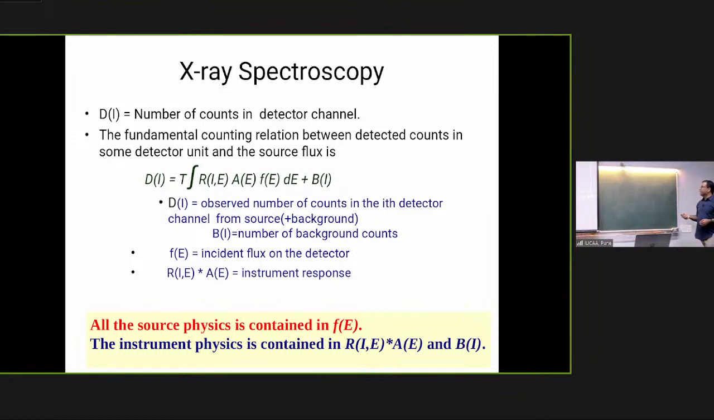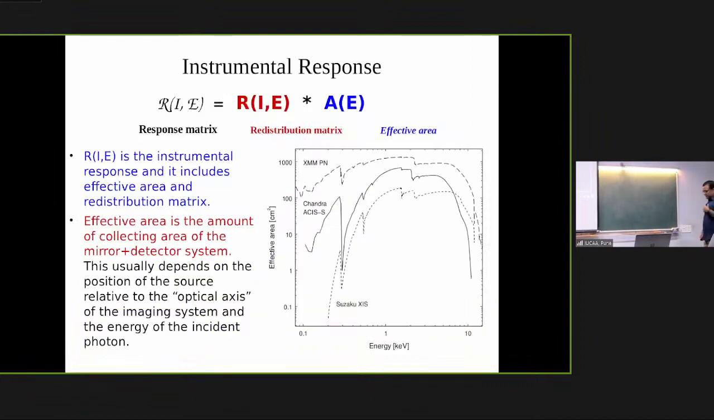But the main thing here is the instrument response. Let's try to look at this instrument response. So this is the product I mentioned to you, R times E, and the product is also called the response matrix. And this quantity R is called the distribution matrix, and I will tell you what it is. And this A is a function of energy, the effective area as a function of energy.